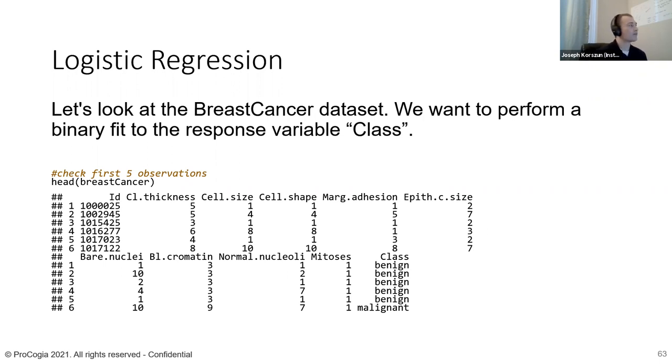All right. So going back to the logistic regression, this is again the final example we have for the class. We're just gonna look at the breast cancer data set and we want to perform a binary fit to the response variable called class, right? So in this case, benign or malignant. We can see that on the bottom here. And then we have a bunch of variables: ID, thickness, cell size, cell shape, adhesion, just a bunch of variables.